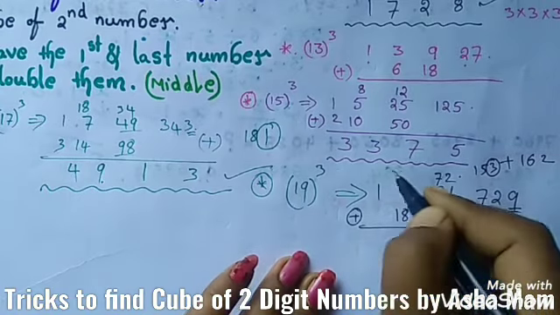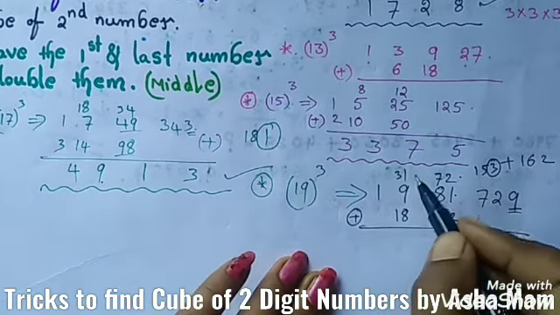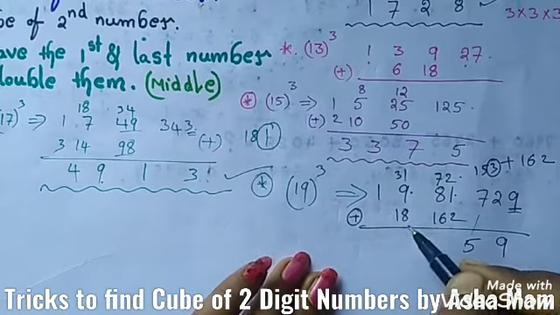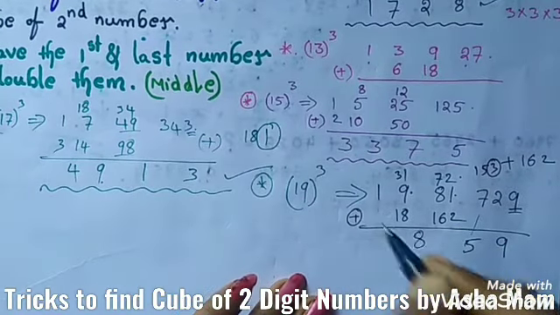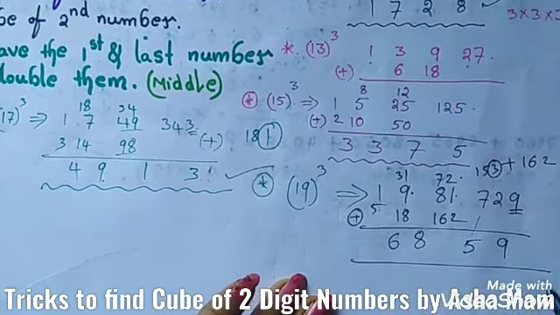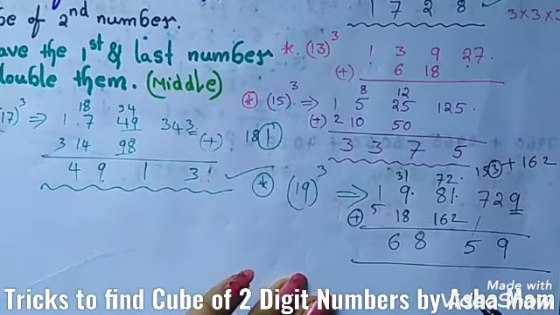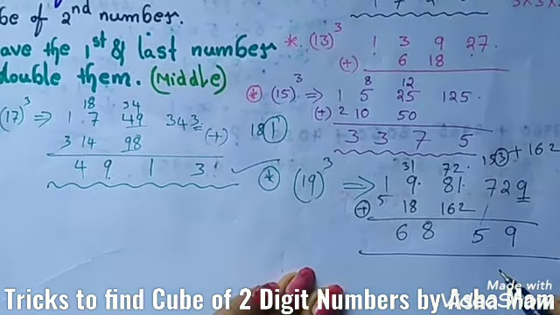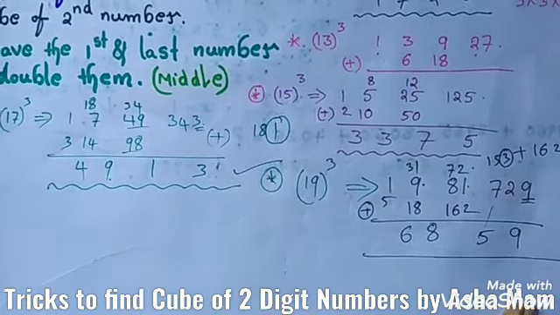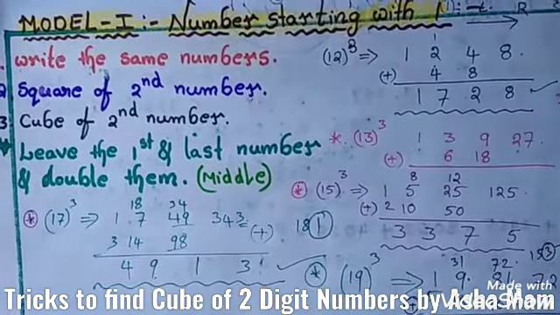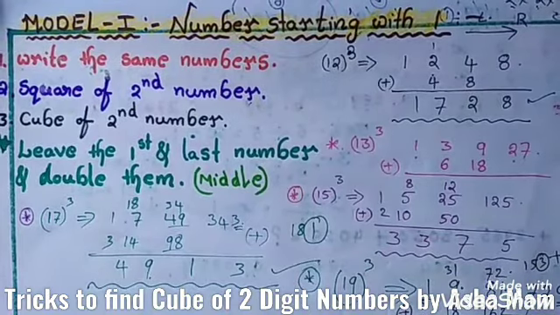315. Here is 5. Here is 31. Now 31 plus 9, 40, 40 plus 18, 58. So this 8 and this 5, 68. Simple. 6859 is the cube of 19. Okay, very simple. This is about the first model, number starting with 1. Let us see the next one, students.